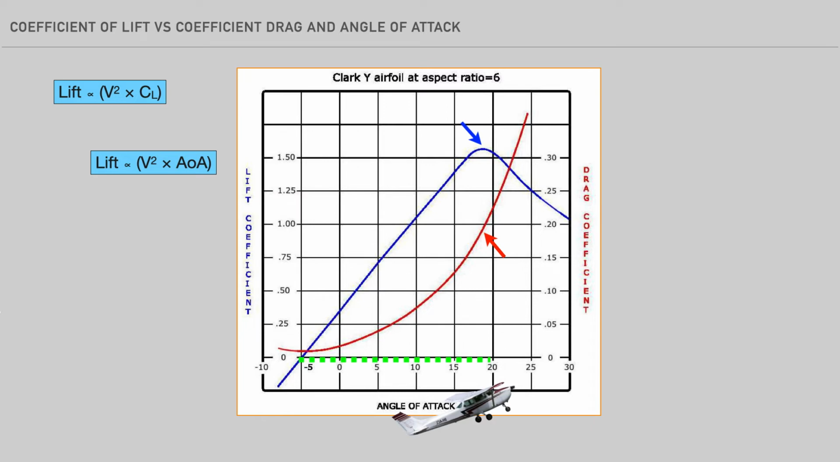When the wing exceeds the critical angle of attack, it can no longer produce enough lift to oppose the weight of the airplane, and it will begin to sink. This is commonly referred to as the stall.